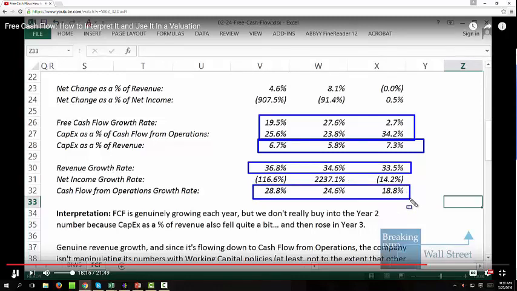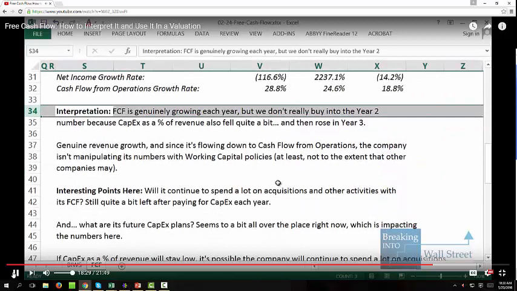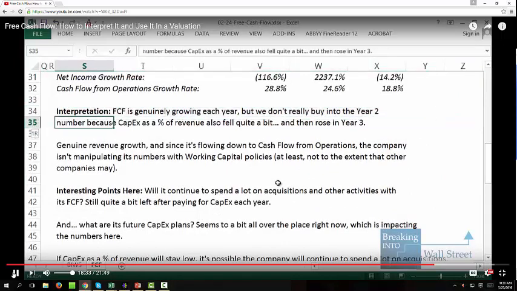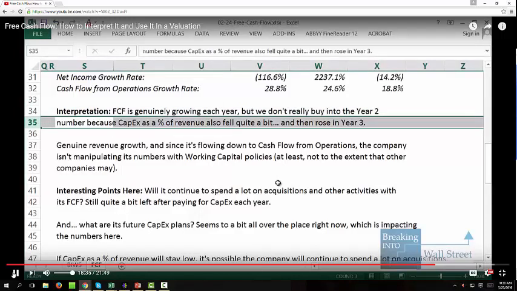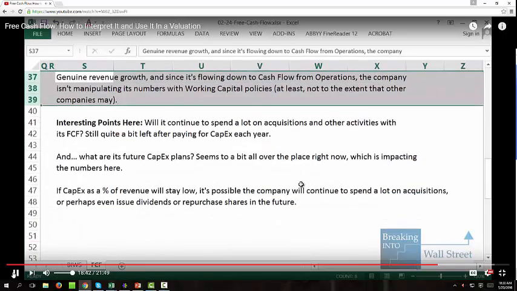So overall conclusions, it seems like revenue growth really is falling down to cash flow from operations growth. And it seems like free cash flow growth is also a little bit more consistent here than it was for the other companies. So our interpretation: free cash flow is genuinely growing on an organic basis driven by sales going up. But we don't really buy the year 2 number because Capex as a percent of revenue also fell by quite a bit and then rose by quite a bit in year 3. So something a little funny is going on there. It is genuine revenue growth because it's flowing down to cash flow from operations. It's not manipulating numbers with working capital because cash flow from operations is growing.